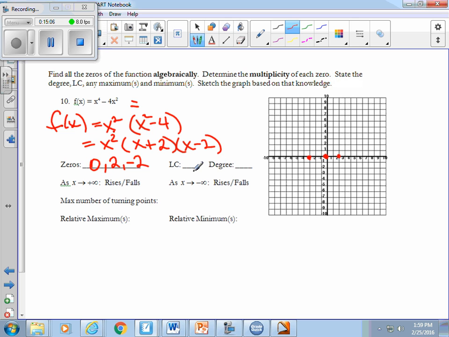The leading coefficient. What is the leading coefficient? I would argue this is easier than last night's homework. Why is it easier? Because you already have the leading coefficient. Yeah, it's not. In factored form, it's harder to see, isn't it? I don't know. Listen, that's arguable.